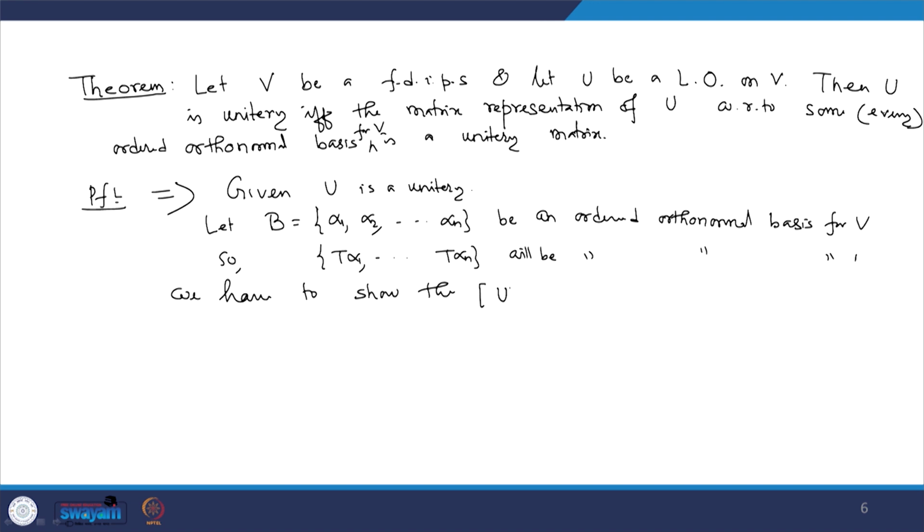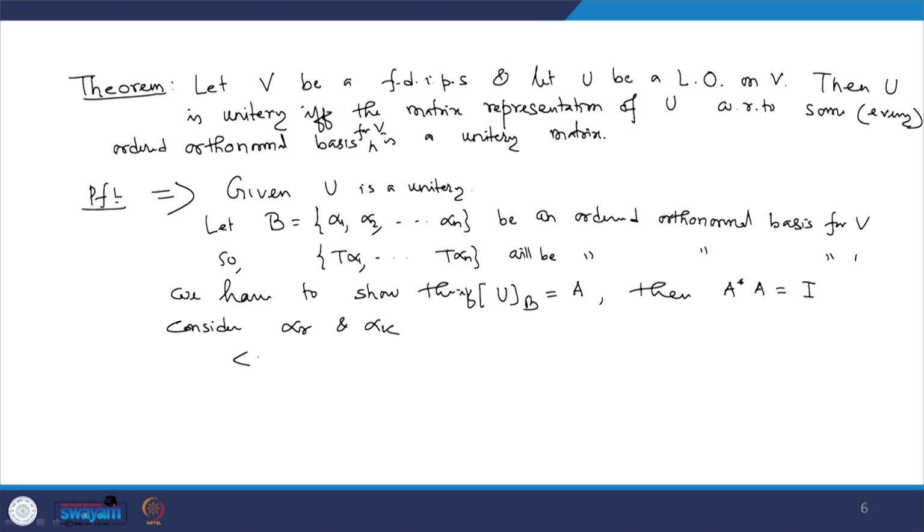I can write U equal to some matrix A, where A will be an n cross n matrix. If this is equal to A, then A star A equal to identity. We have to prove this, the identity matrix. Okay, consider alpha r and alpha k.